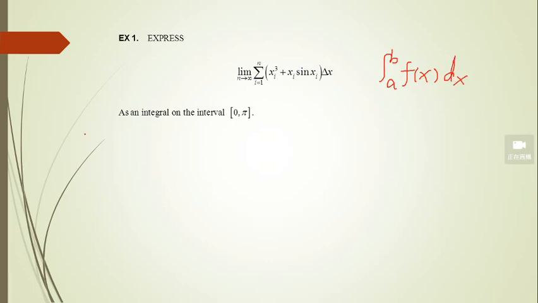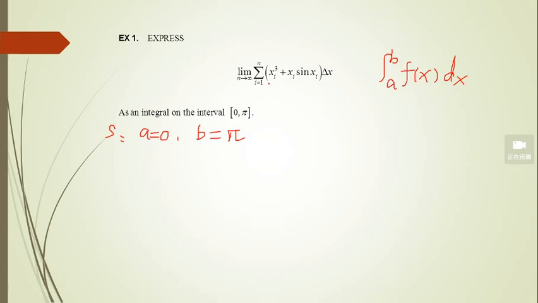Then what are a and b first? What are a and b here on the closed interval? Of course, a is the left endpoint, 0, and b is the right endpoint, pi, right? The question gives the interval 0 to pi. So that is my a and b.